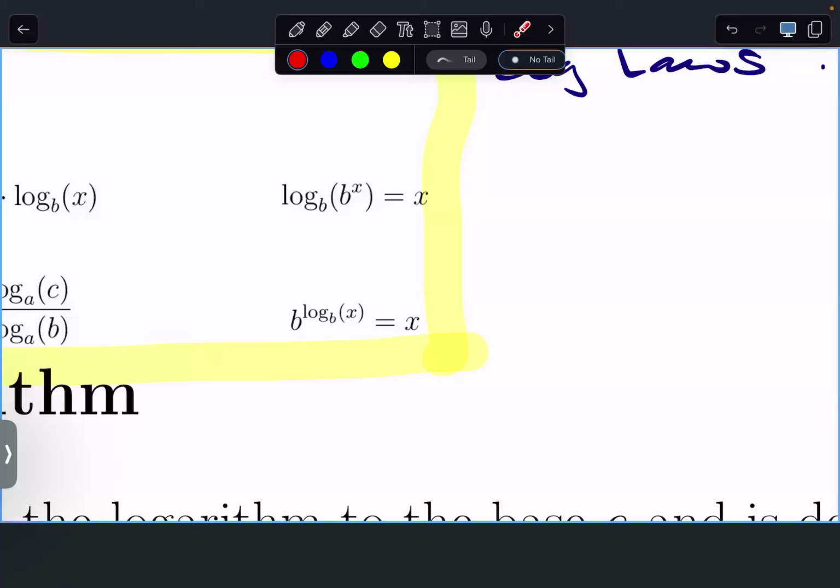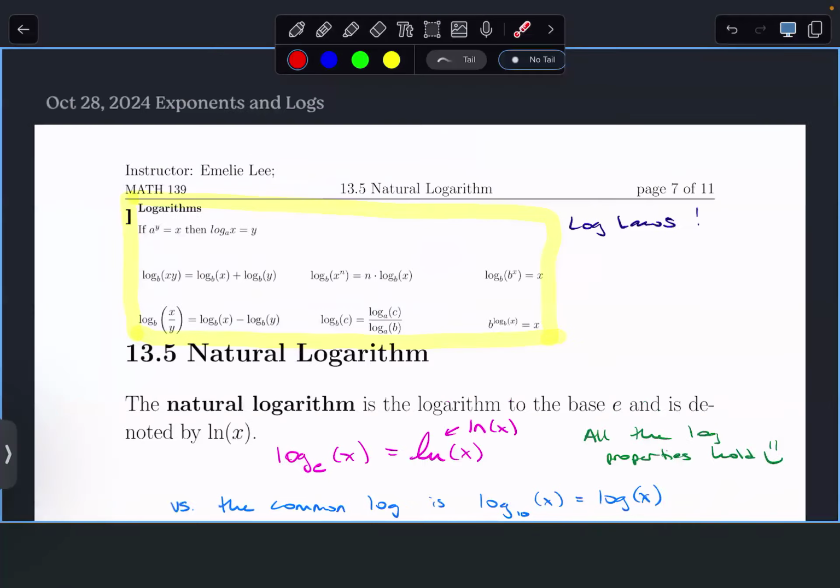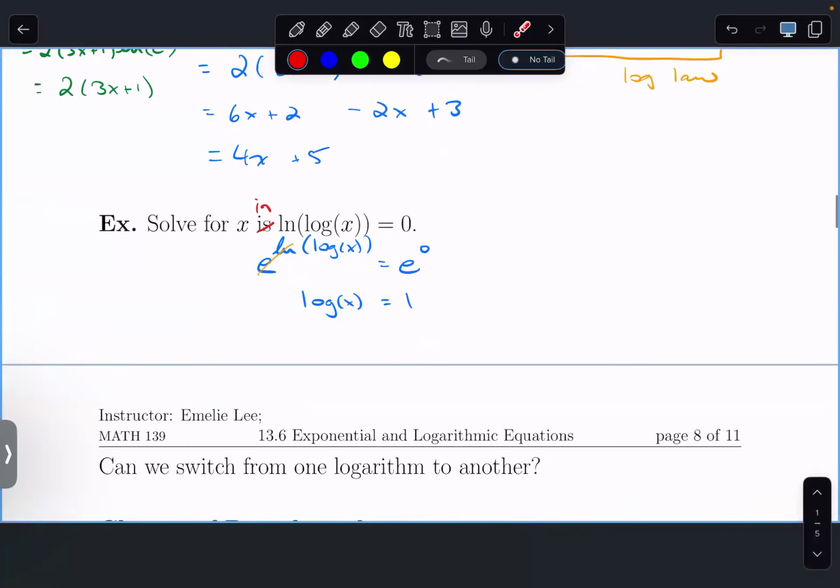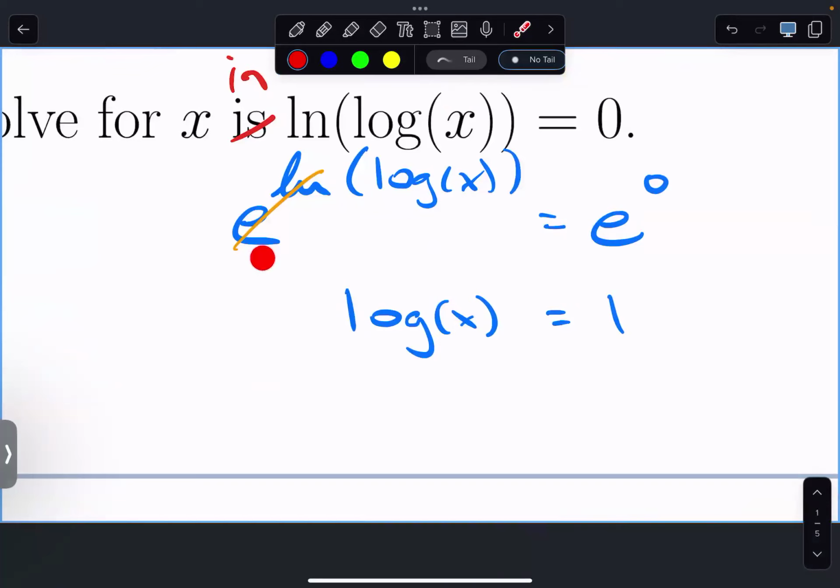Well, it's not at the front. It's e to the power of log base e. So here, I'm writing e to the power of log base e, and then I'm using that property. But as long as I do it to both sides, I'm allowed to do it.